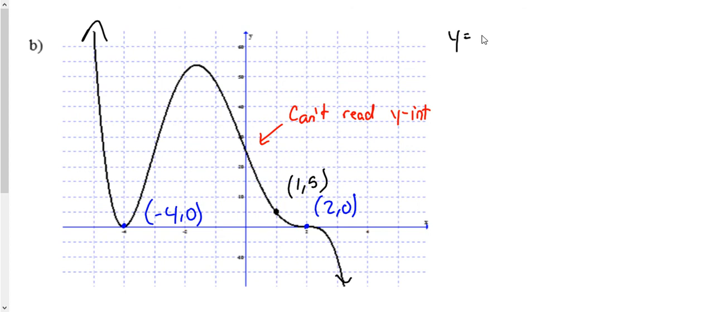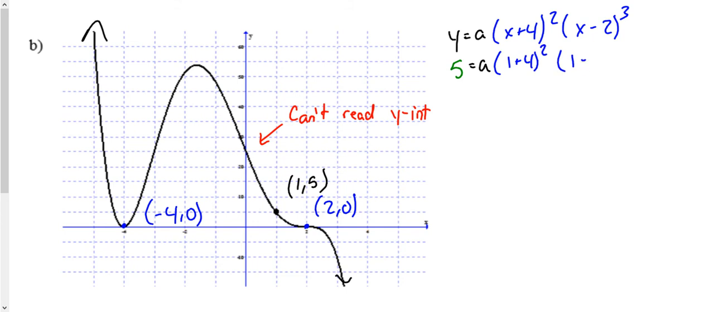So we got y equals a again. We don't know if there's a stretch factor, but we do know that at x plus 4, so that's my first one there, I have a multiplicity of 2. And at x minus 2 here, I have a multiplicity most likely of 3. Let's use this coordinate of 1, 5 to find a. So if you subbed in 1, 5, so 5 equals y equals our a value, and we're going to sub in 1 everywhere. So 1 plus 4 squared times 1 minus 2 cubed. There we go.